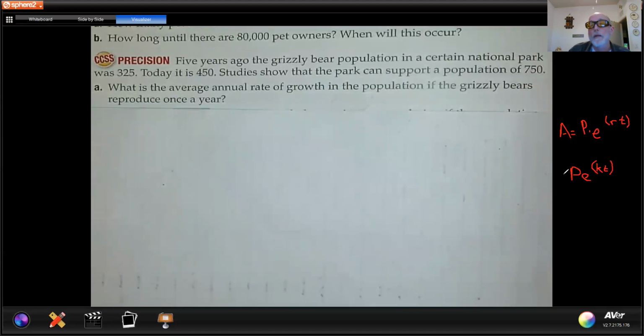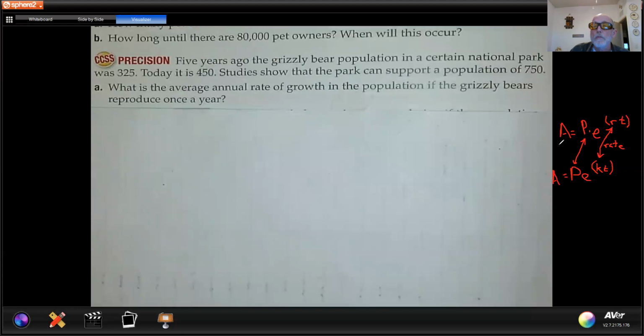Okay, so anyway, this is the formula we are going to use today to solve this problem. So when we have a word problem, A stands for the answer, right? P stands for your starting value, your starting population. R stands for the rate. K and R are the same. They stand for the rate, right? And then T stands for time. Now, sometimes time is in years, sometimes time is in minutes. It just depends, right?